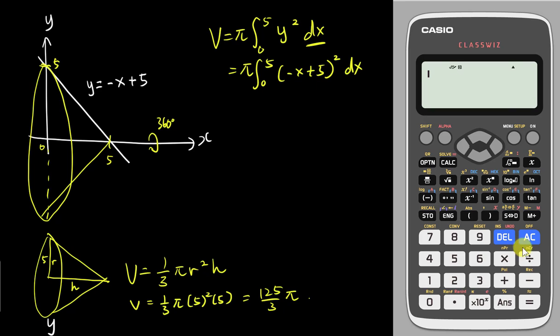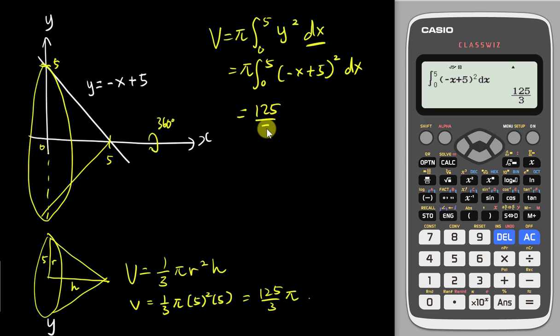Then I will just ask my calculator to do the work for me. So I will just do integrate, brackets and then negative x plus 5, close the bracket, power 2, and then this one is from 0 to 5. I can add the pi at the end by myself. So I just want the calculator to do this one for me, so you can realize the volume is 125 over 3 pi, which is exactly the same answer as when we used the volume formula.